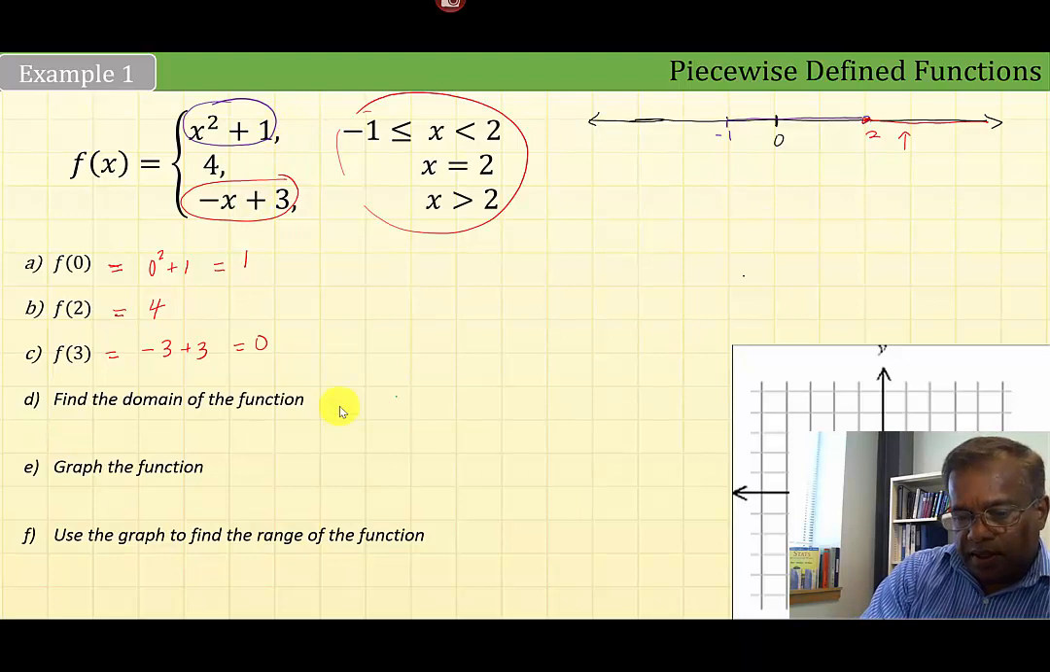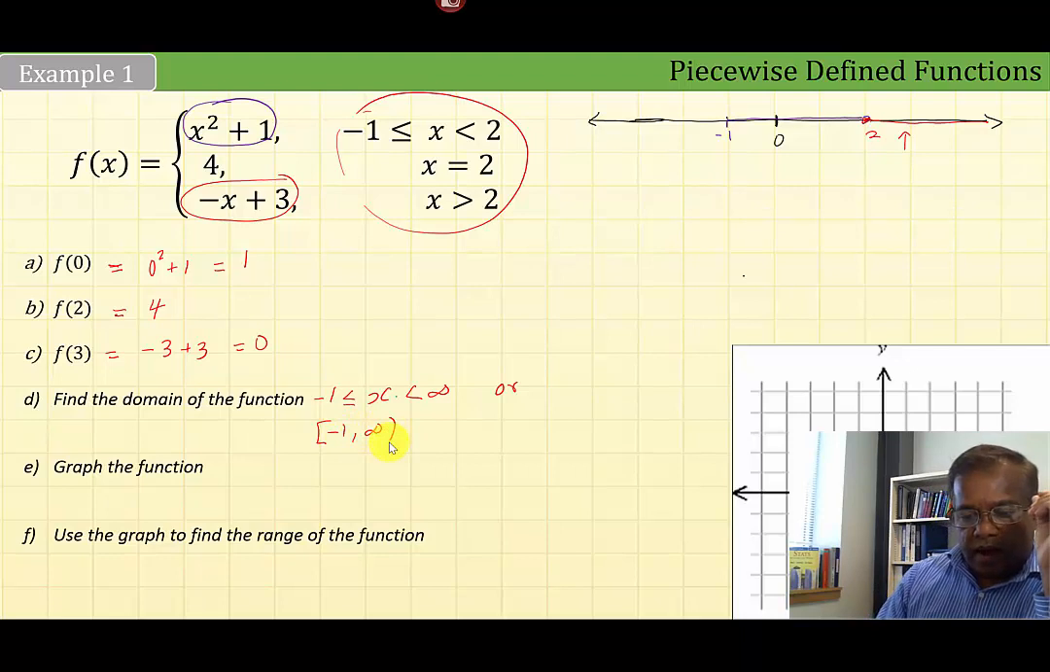So therefore domain is, you can write as interval inequality x is greater than or equal to -1 and less than infinity, or you could use the interval notation. It is -1 to infinity. Now the part E, they ask you to graph the function.